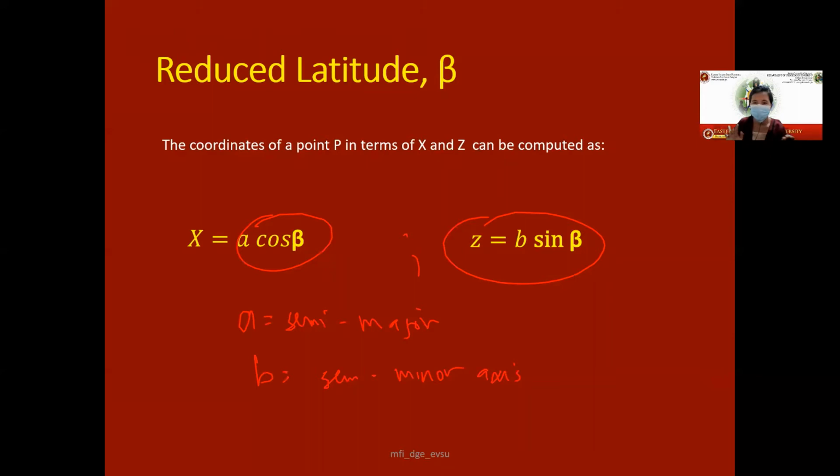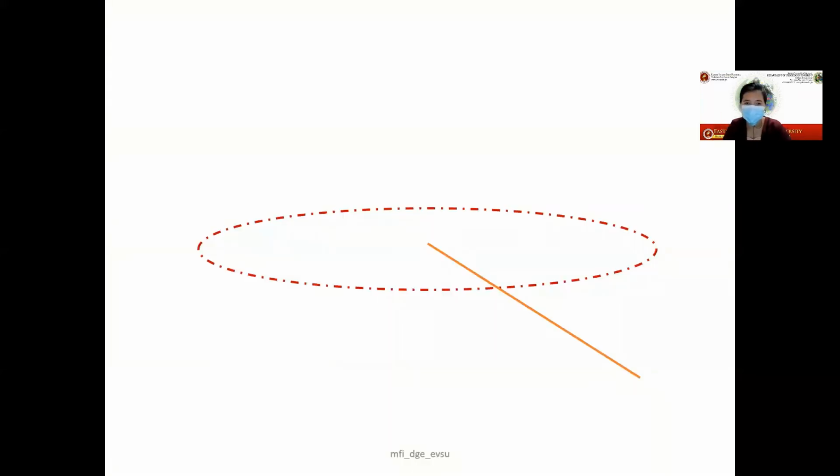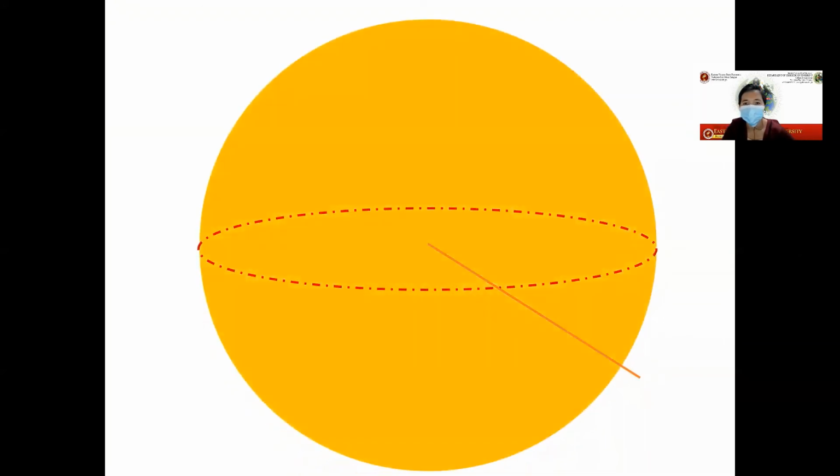Now let's simplify those three formulas since they are somewhat complicated. Let's try this one. Let's say this is the equator, the equator of the ellipse or the ellipsoid, and then it is being inscribed by a sphere. So this will also be the equator of the sphere itself.